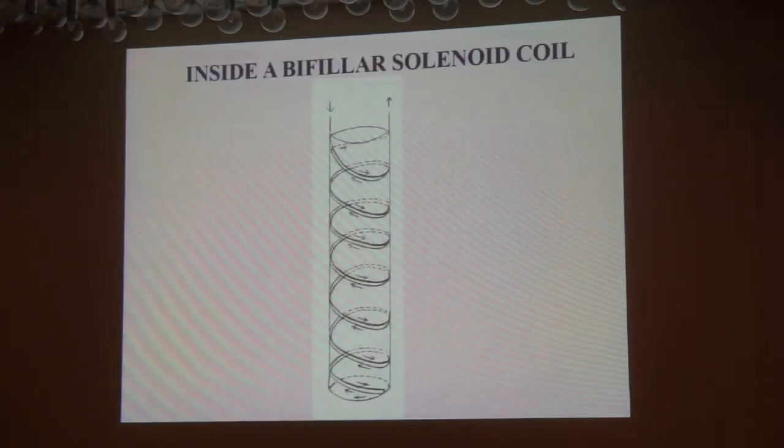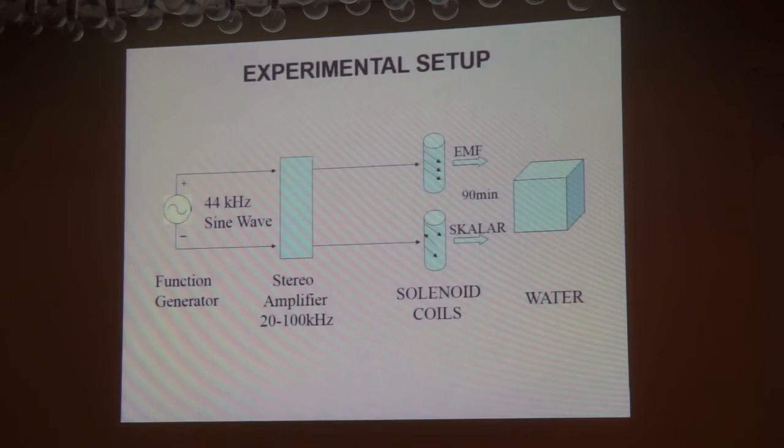Okay, so now I want to talk about some experiments with a bifilar solenoid coil where the current strands flow in opposite directions, canceling the current, generating a non-classical field. Again, we're using 43, 44 kilohertz, and in this experiment I actually wanted to compare a solenoid that was in the cancellation mode over here and one that was a classical solenoid where the current is parallel.